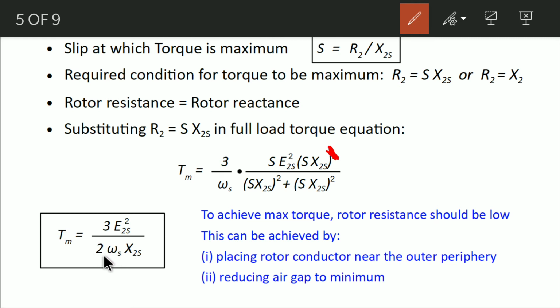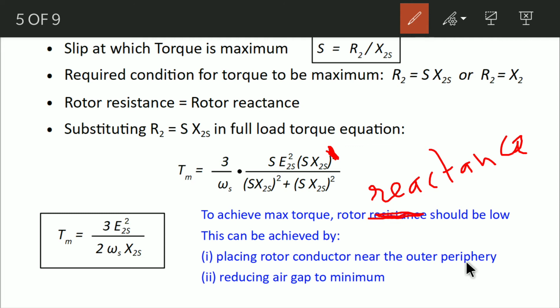Also it depends upon the synchronous speed as well as the EMF induced in rotor at standstill. So to achieve this maximum torque, rotor resistance should be low. Sorry, rotor reactance, not rotor resistance. Rotor reactance should be low. I will correct here. Rotor reactance X2S should be low, and it can be achieved by placing rotor conductors near the outer periphery.